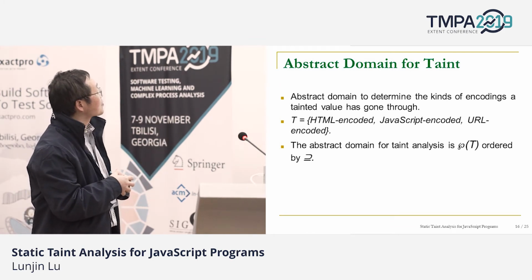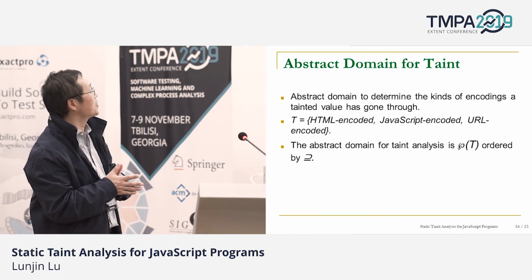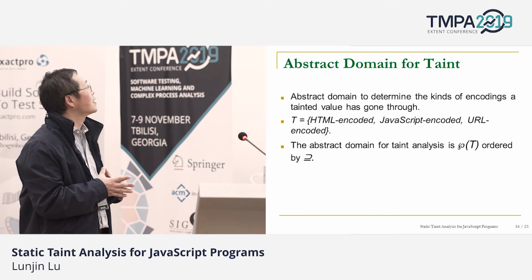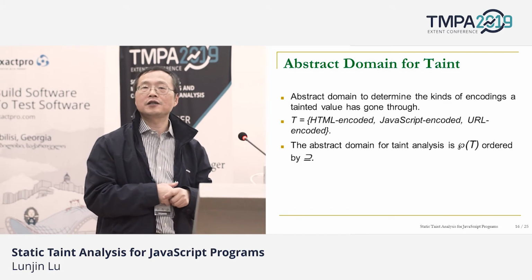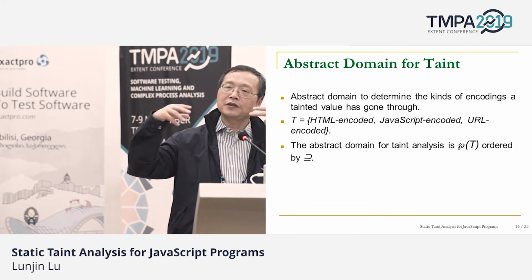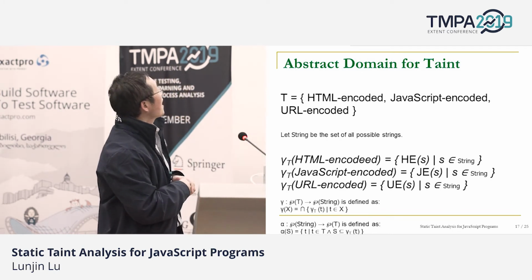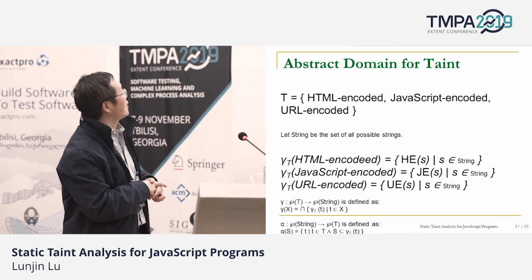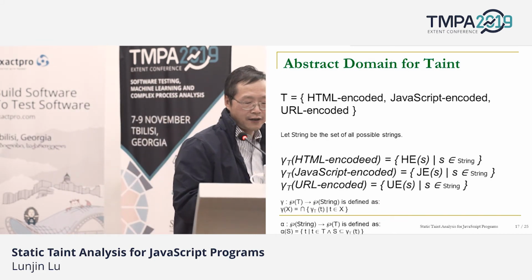So for the abstract elements, we have three. One is HTML encoded, another is JavaScript encoded, and another is URL encoded. The meaning of these is pretty obvious. And the domain is the power set of this set T, ordered by superset inclusion, because the more encodings a value has gone through, the stricter the type is. So here's a Galois connection. This is a concretization function, and it induces a Galois connection.